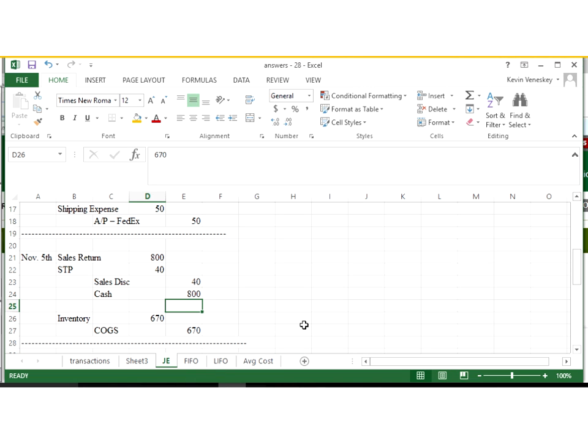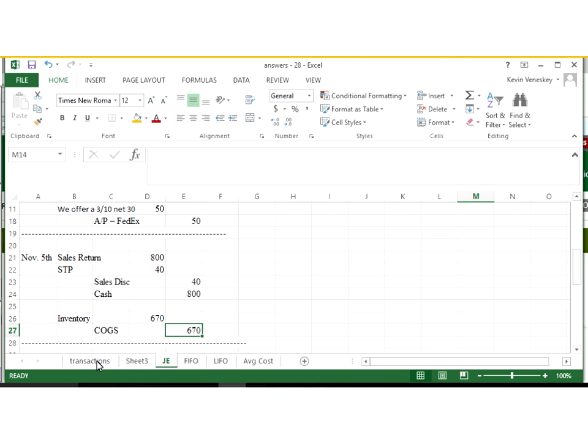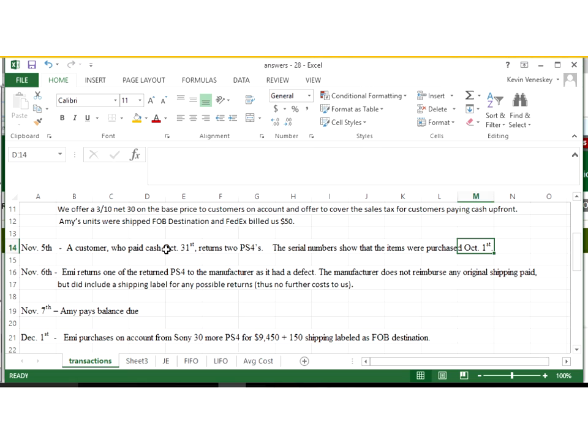So I need to update my journal entry to show that $670 coming back as a negative to my cost of goods sold, which is exactly what I'm showing here. A negative to my cost of goods sold. Now I find out that sure enough, one of the 2 items that was returned actually was defective. So I need to return that back to the manufacturer.